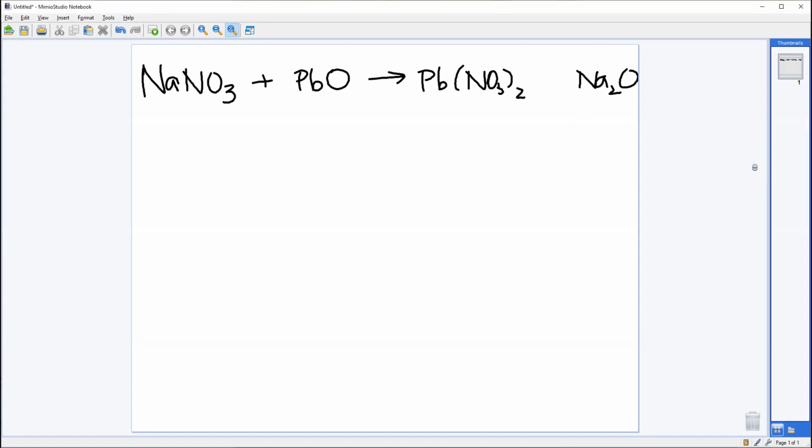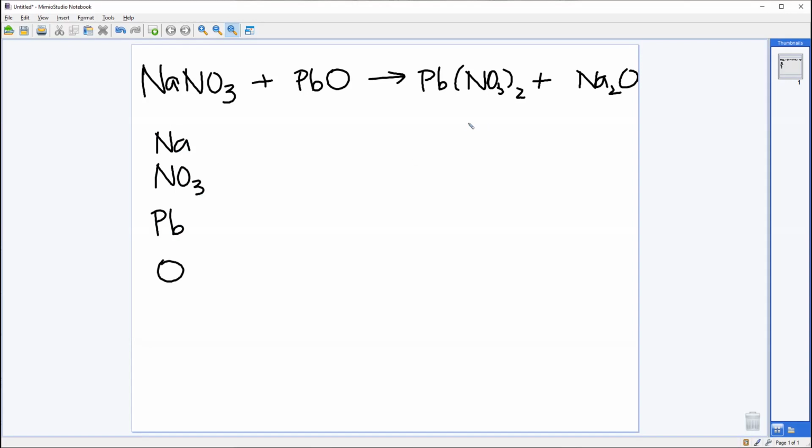The first thing I have to do is determine if this is balanced. Well, I can see right away it's not, because I have 1 sodium over here and I have 2 over here. So the first thing I've got to do is balance my equation.